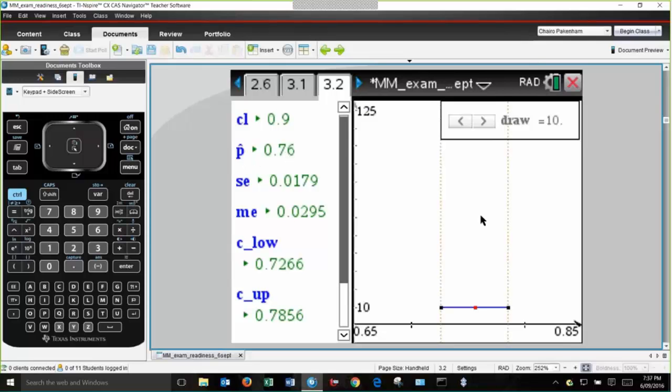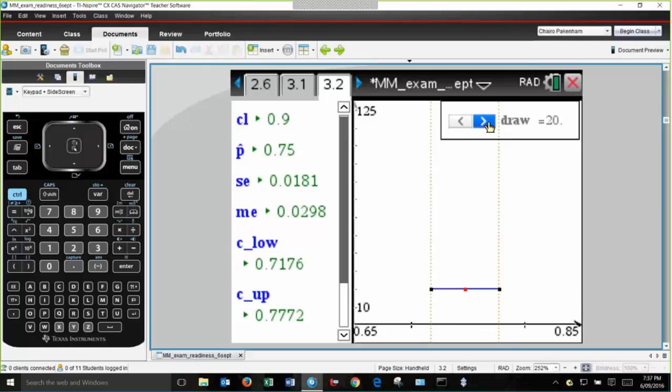So that's the point estimate. That's the estimate of the true population proportion. The margin of error is half the length of the interval, and we've got the endpoints of the confidence interval. Okay, and the intervals will change. I can have different 90% confidence intervals.